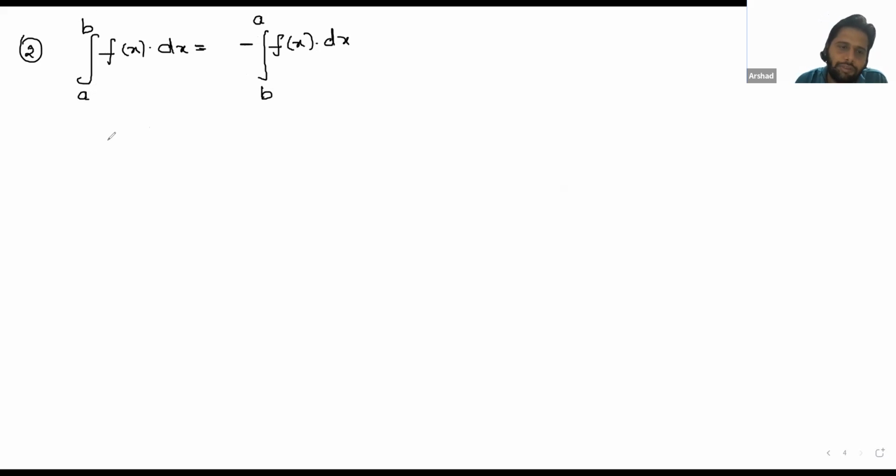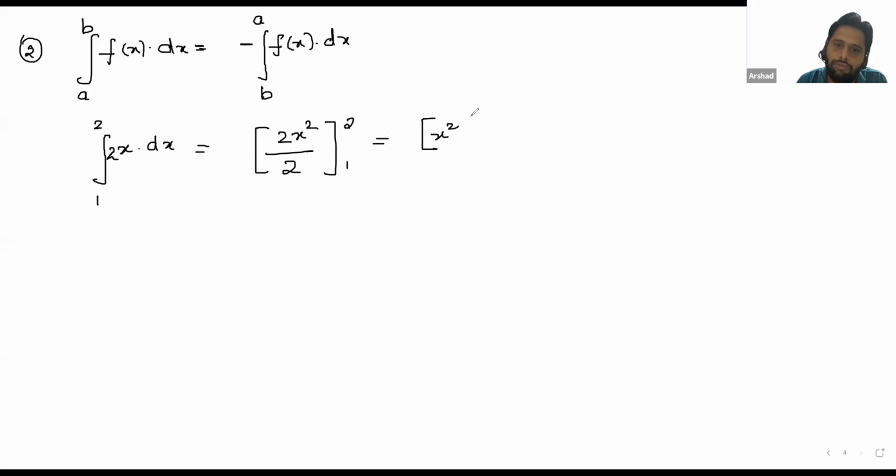Okay, I will give you an example. For example, if you have a limit 1 to 2, of 2x dx. Okay, now solve this. What you will get integrated? So 2x square by 2, 1 to 2. This will cancel out, x square, 1 to 2. So this is 2 square minus 1 square. So you will get 4 minus 1, which is equal to 3.